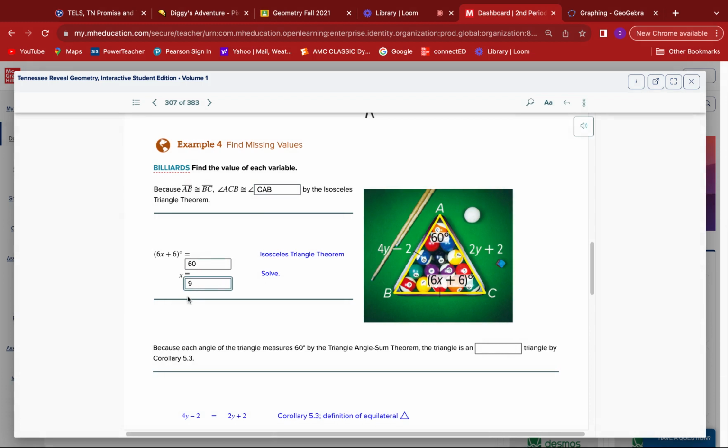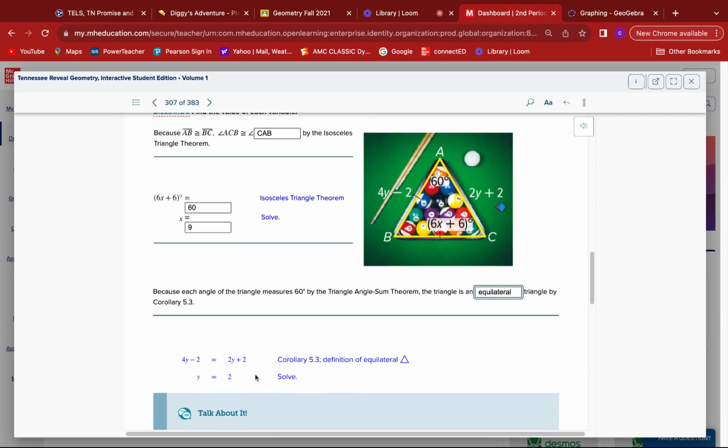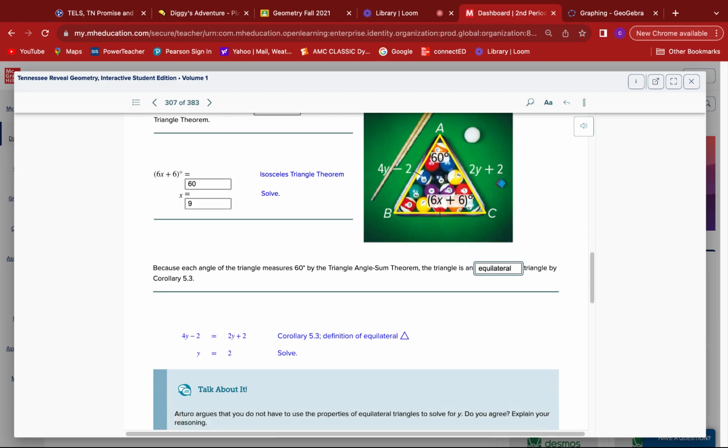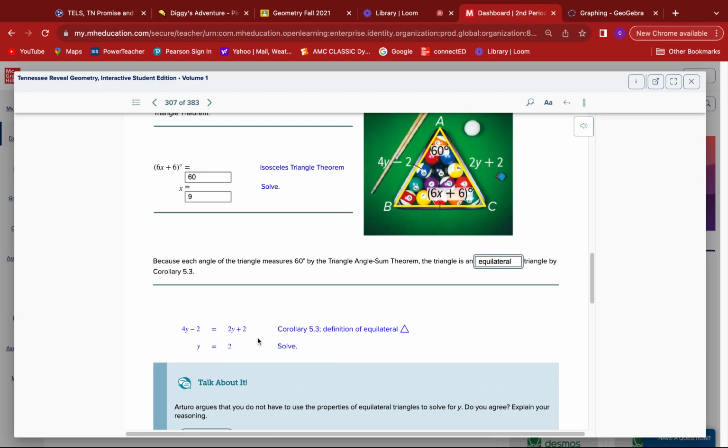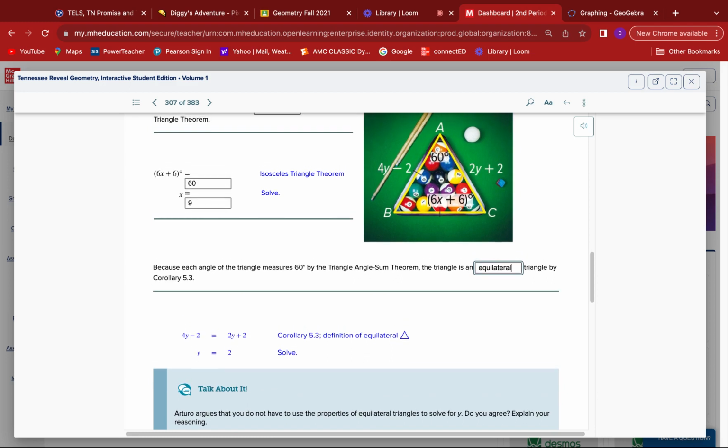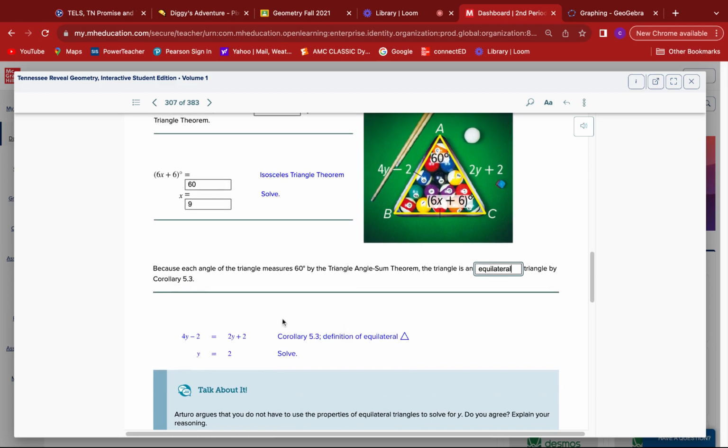Because each angle of a triangle measures 60 by the triangle angle sum theorem, the triangle is an equilateral triangle by corollary 5-3. So they could have also put equiangular, by the way, because they are the same. It looks like they solved y for us, which is nice. I didn't have to solve it. So being that it's equilateral, these three sides are the same.